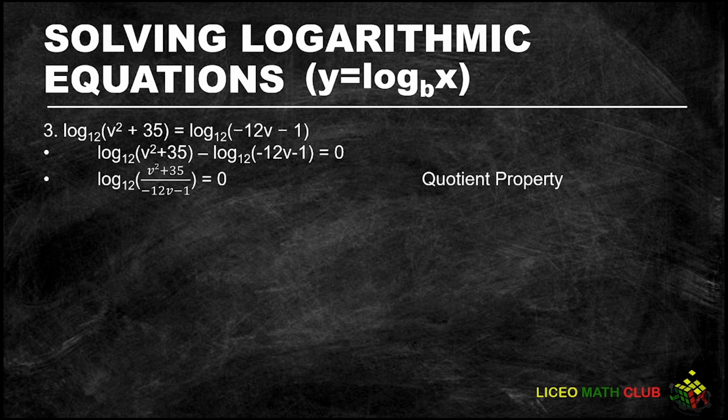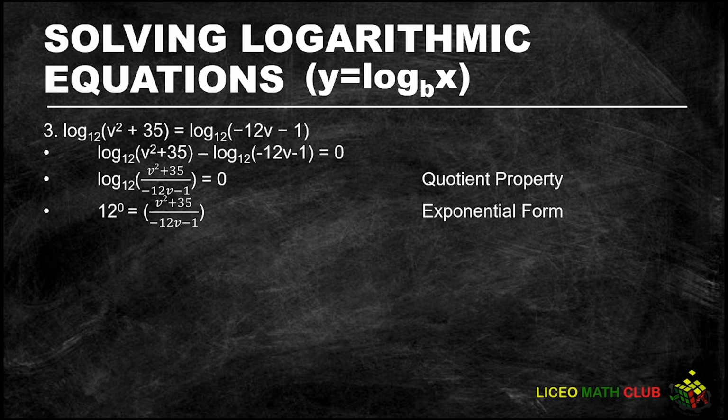Using the quotient property, we will have log base 12 of quantity v squared plus 35 over negative 12v minus 1 is equal to 0. Turning this logarithmic equation into exponential form, we will have 12 raised to 0 is equal to quantity v squared plus 35 over negative 12v minus 1.